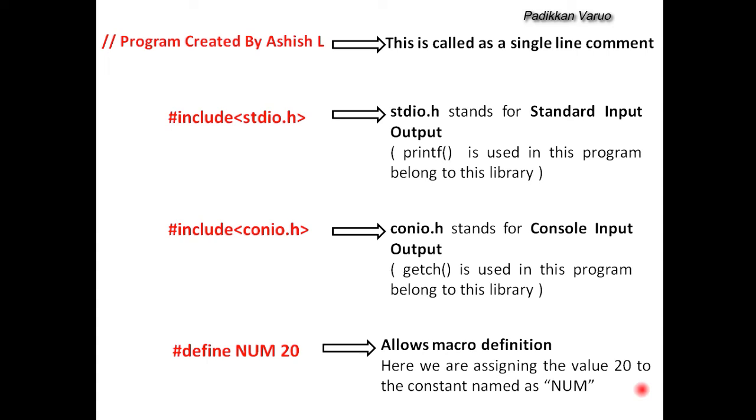So in order to avoid irregularities with that particular value, we will place the value 3.14 into a constant, or we will move the value 3.14 into a constant. In such cases, we definitely need the help of macro definitions like #define. Here we are moving the value 20 into a constant named num.